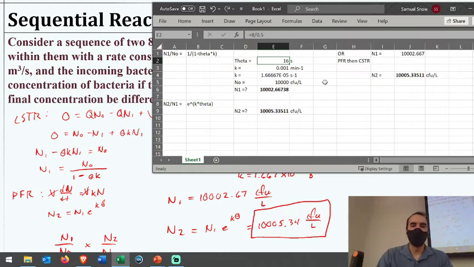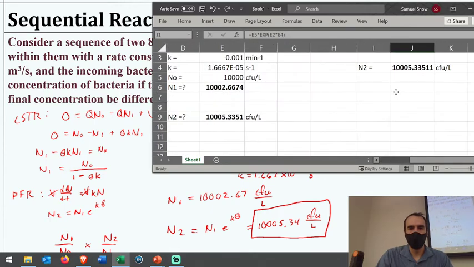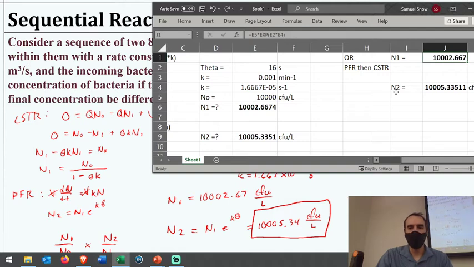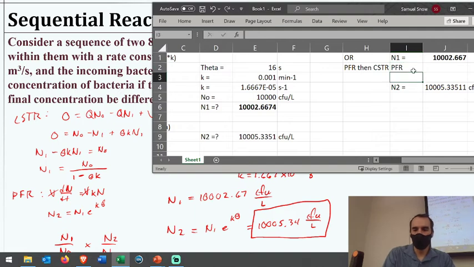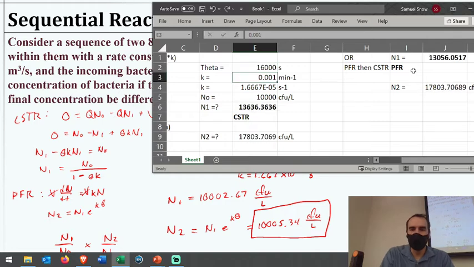Okay, so let's take a moment and compare, let me go ahead and expand this a little. Let's compare this number, the N1 for the plug flow first, we'll say PFR, versus the CSTR here. And just take a look at what happens if we change some parameters. So if instead of 16 seconds, we had a much larger volume, and let's say we had 16,000 seconds, we start to see a difference here.